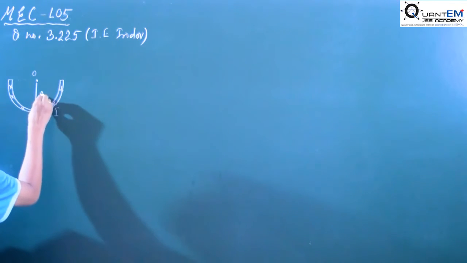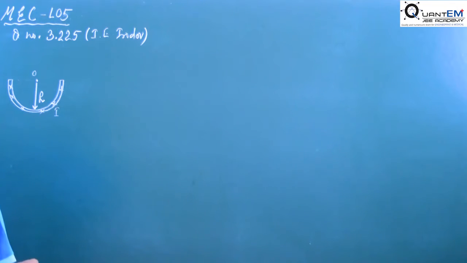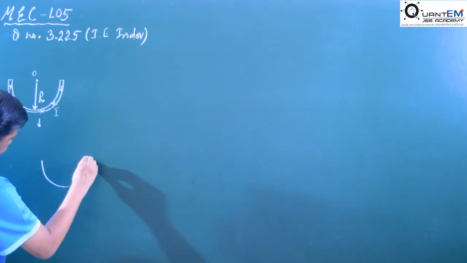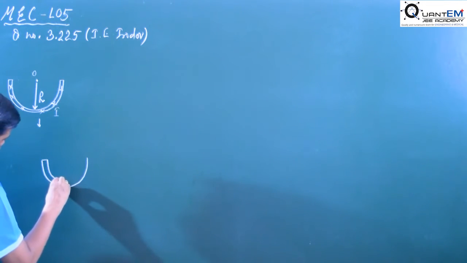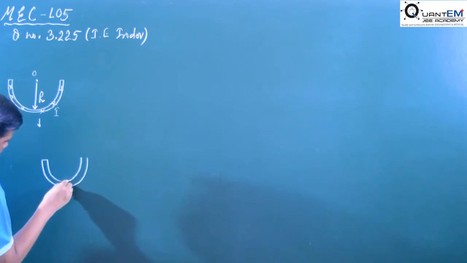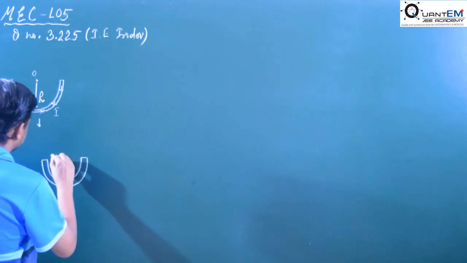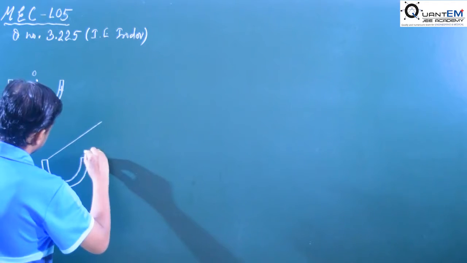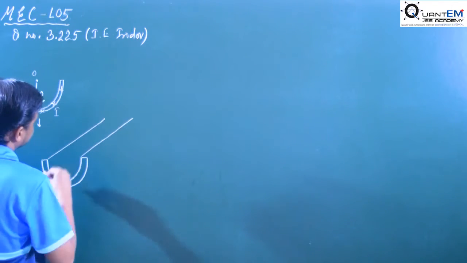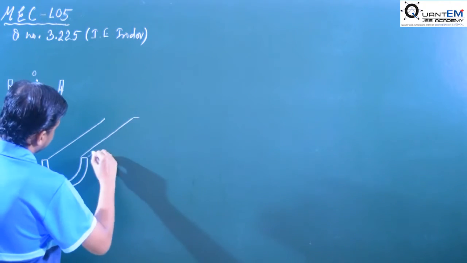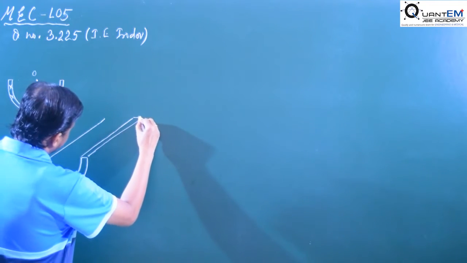So see, R is given. R is the radius of the conductor, having semicircular cross section. And I will be giving you the 3D view of this conductor. The 3D view is like this. But the length given is infinite.